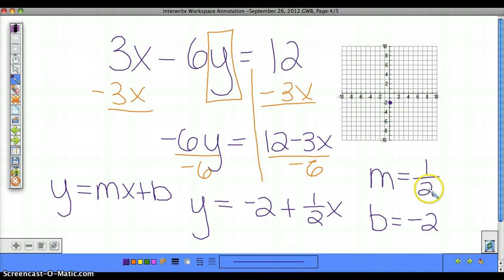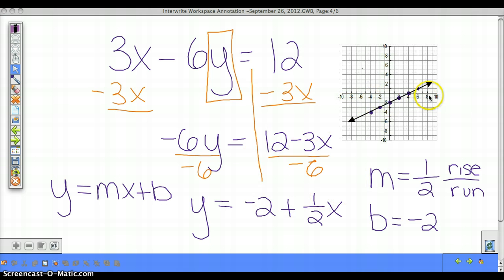Since my slope is 1 over 2, which is my rise over my run, I'm going to go up 1 over 2. Up 1 over 2. I still follow my positive slope if I go down 1, left 2. All I have to do now is connect my points. And we have our line.